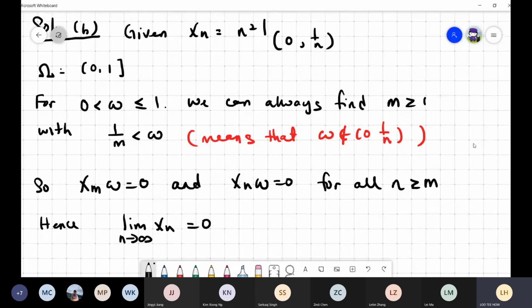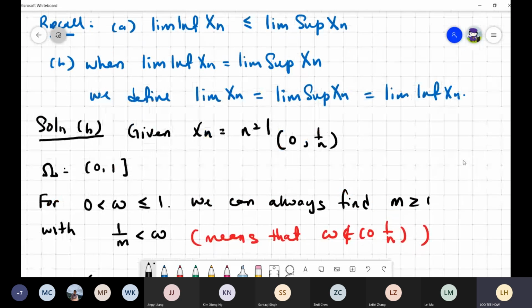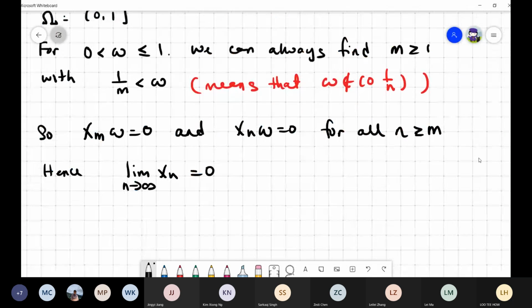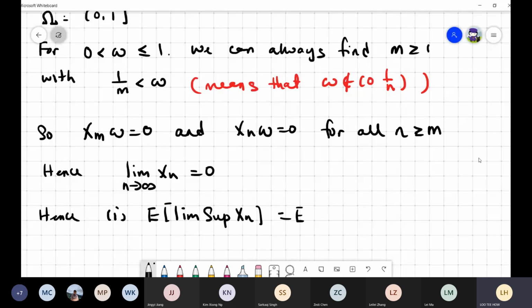Based on our assumption here, when the limit exists, it always equals the limsup of Xn. So from this, we have the expectation of the limit supremum of Xn, which equals the expectation of the limit of Xn, and that will be equal to 0. So this is part 1.